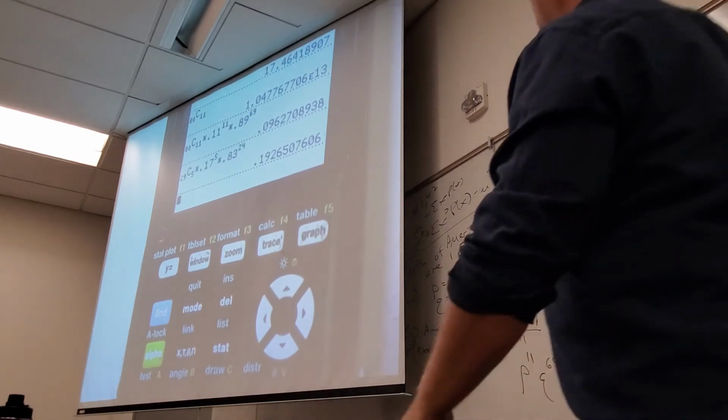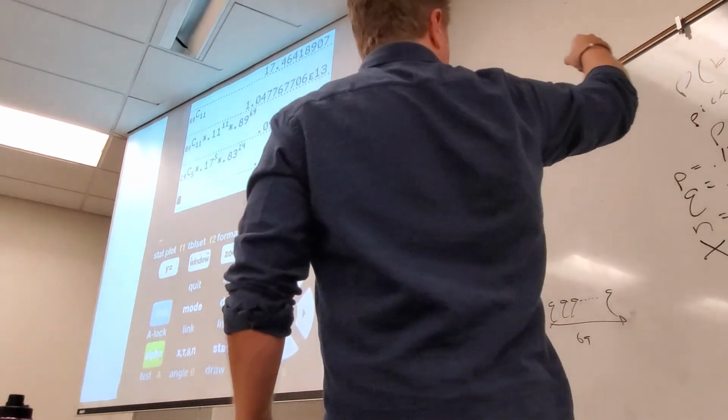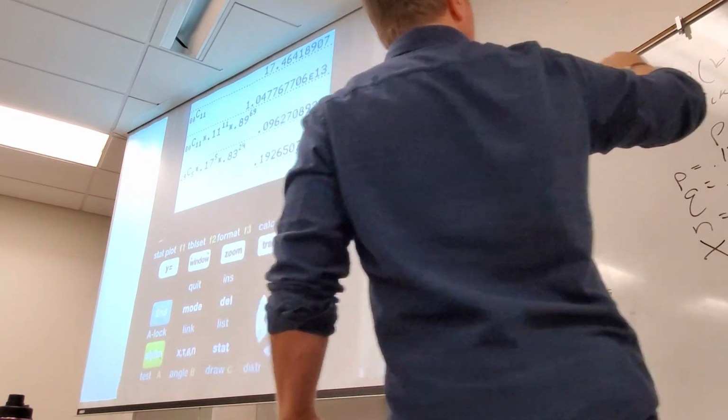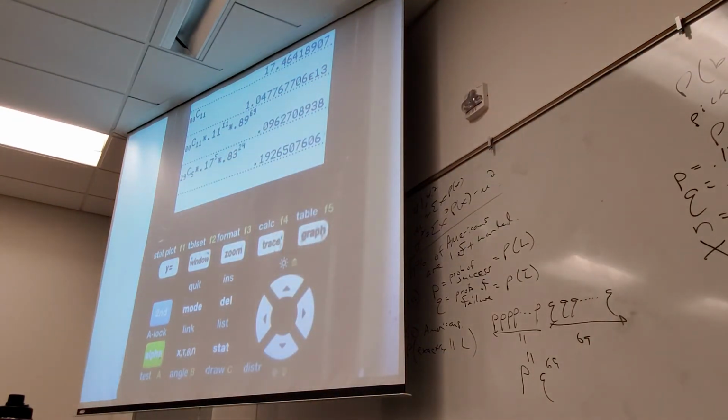Yeah, a little over 19% chance that out of any 29 people, 5 of them will like Brussels sprouts. How many would you expect to like Brussels sprouts out of 29? What percentage of people like Brussels sprouts in this problem? 17%. And I got how many people? How many would you expect to like Brussels sprouts then?